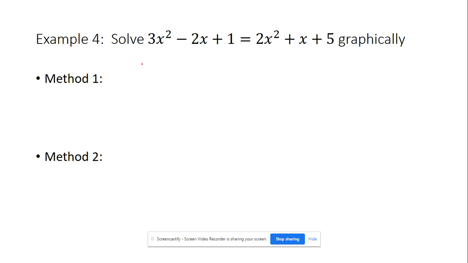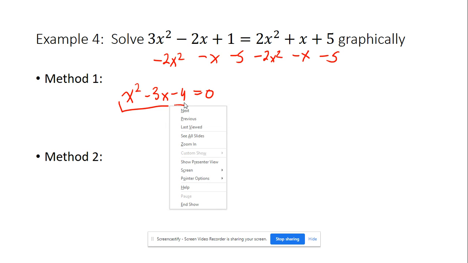So for method 1, I'm just going to make one side equal to 0. I'm just going to subtract 2x squared from both sides, I'm going to subtract x from both sides, and I'm going to subtract 5 from both sides. And what that gives me is x squared minus 3x minus 4 equals 0.